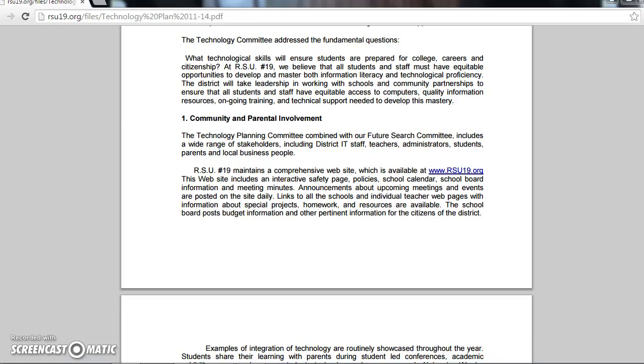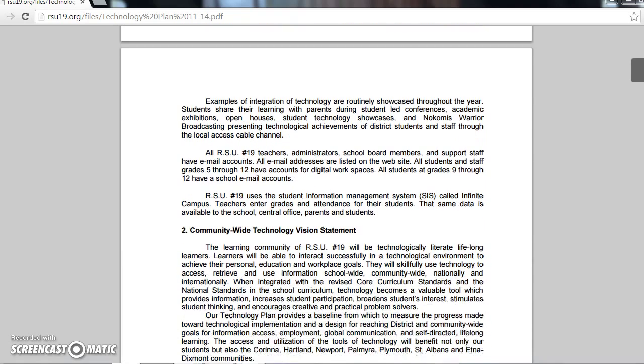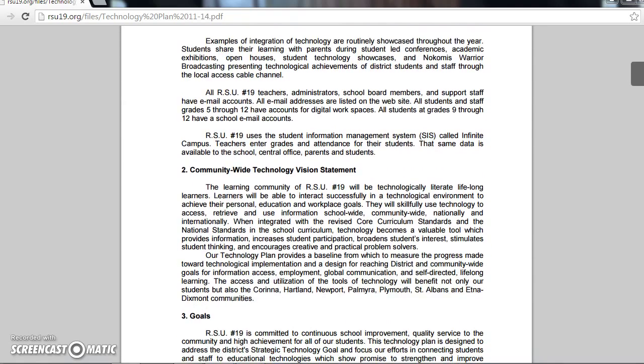All RSU19 teachers, administrators, school board members, and support staff have email accounts, and our email addresses are all listed on the website. This also helps with the community and parent involvement. All students and staff, grades 5 through 12, have accounts for digital workspaces. All students in grades 9 through 12 have a school email account.